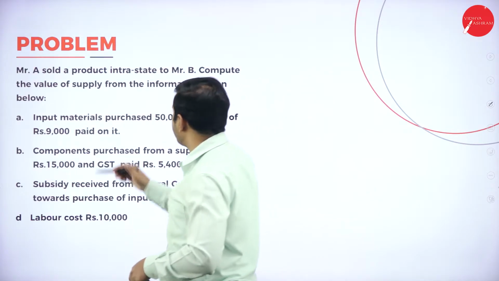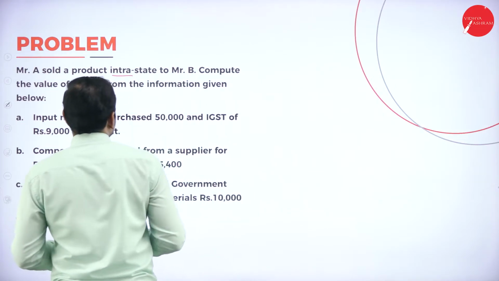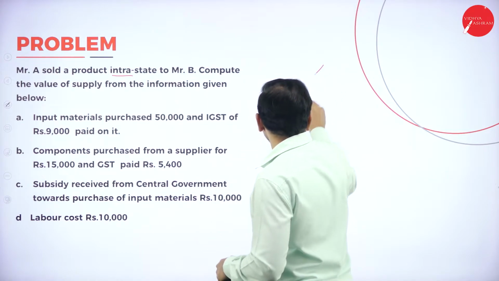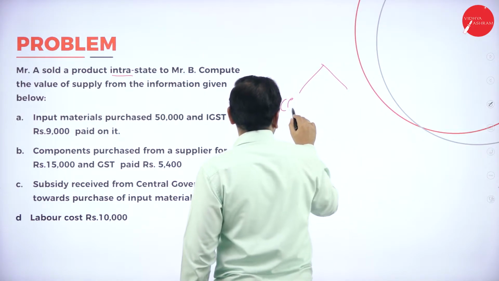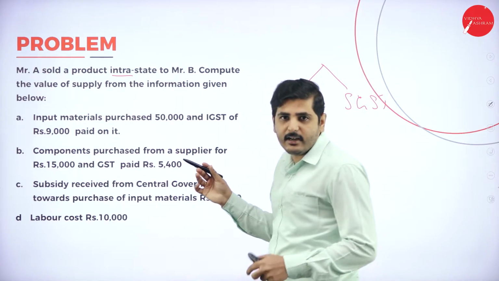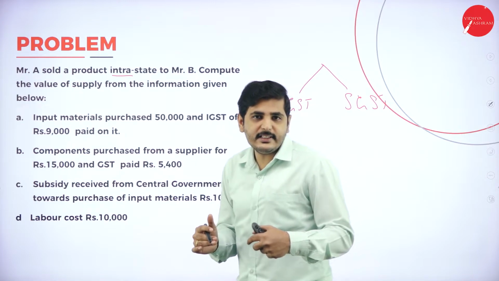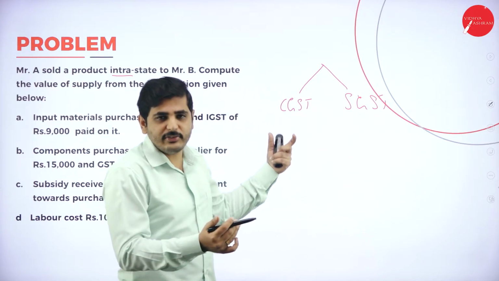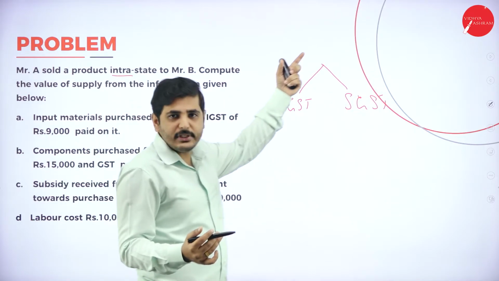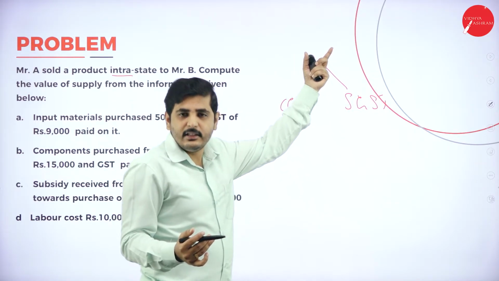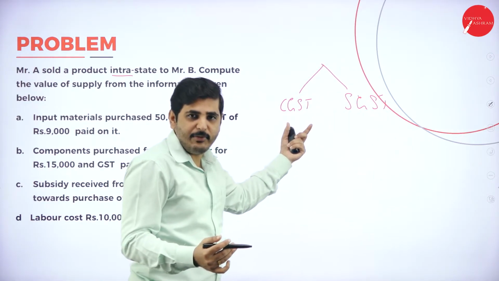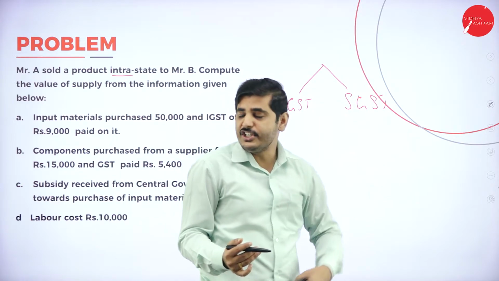Mr. A sold a product intra-state. Intra-state means within the state. So within the state, CGST and SGST has to be calculated. After calculation of the total value of supply, we should calculate the tax. After calculation of the tax, we should divide the tax as CGST 50% and SGST 50%.